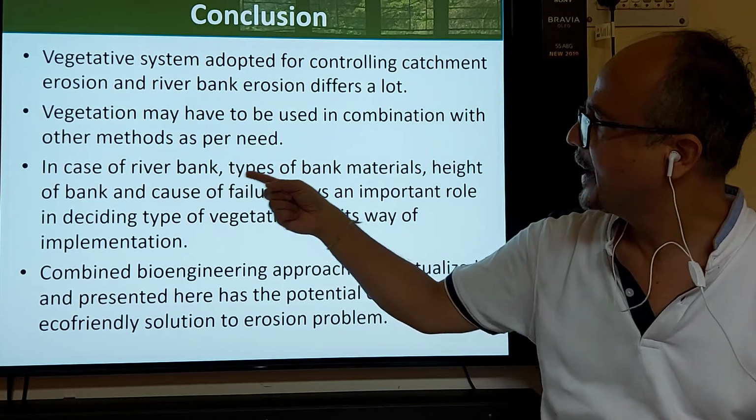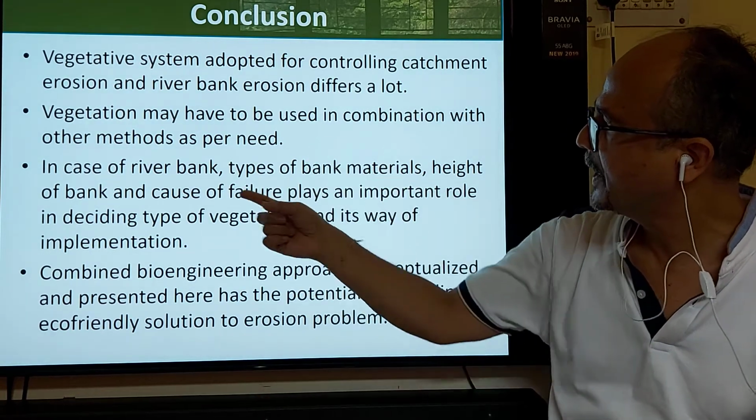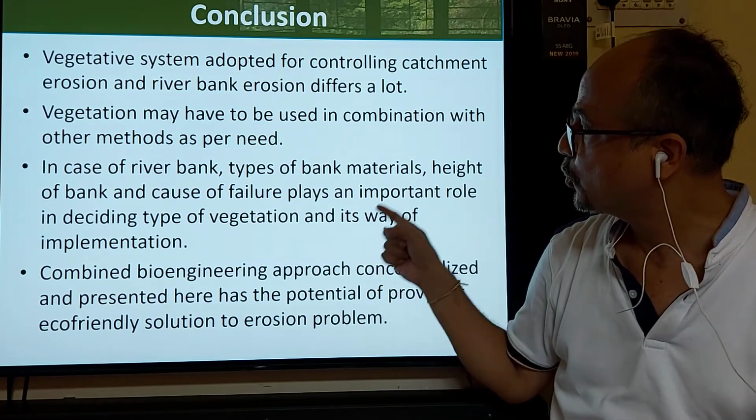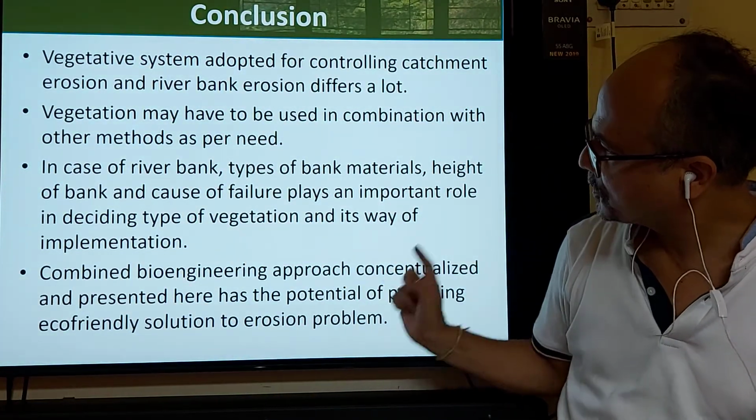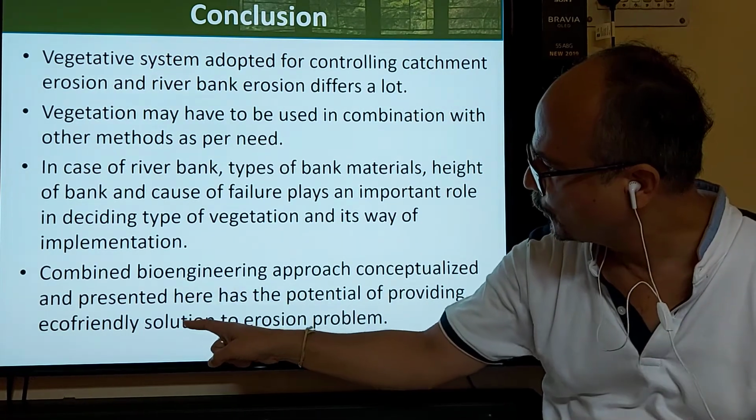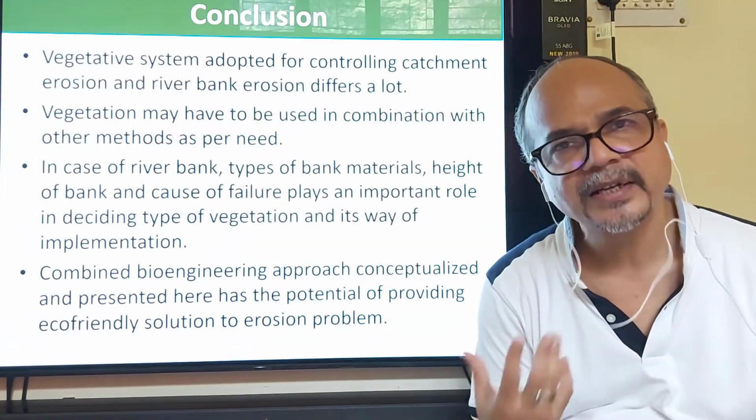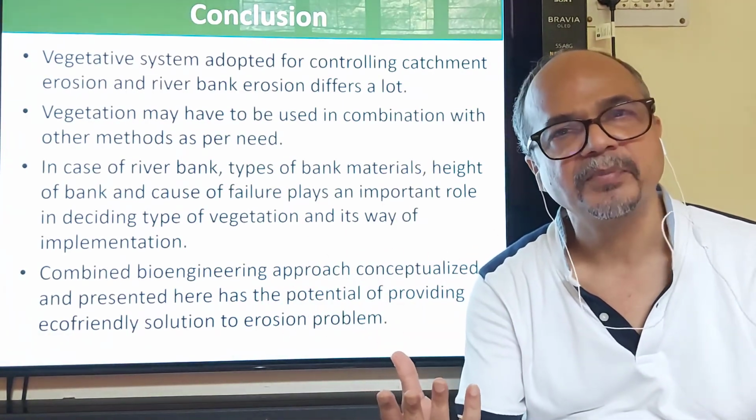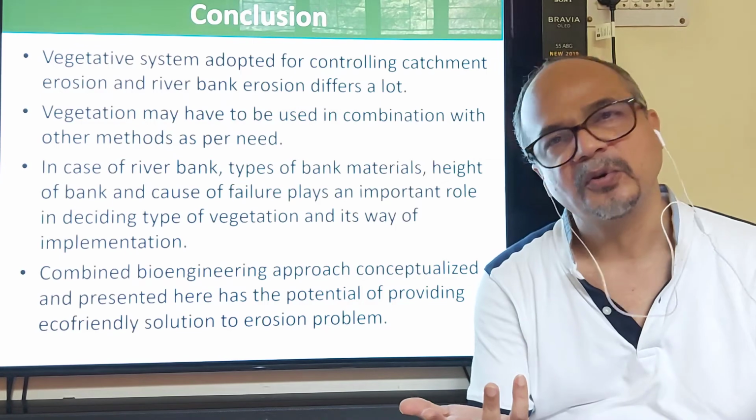In the case of riverbanks, the type of bank material, the height of the bank, and the cause of failure play an important role in deciding the type of vegetation and its way of implementation. Then the combined bioengineering approach, conceptualized and presented here, has the potential of providing an eco-friendly solution to the erosion problem. So we'll have to go for combined effort and combined application, and then we'll get the fruit of the actual implementation. And we'll have to keep the local situation in mind and implement accordingly.